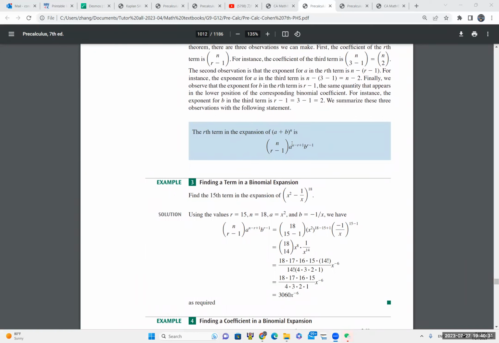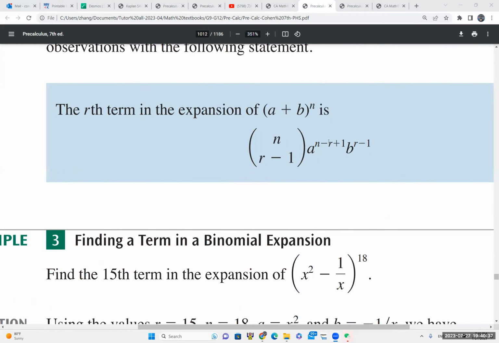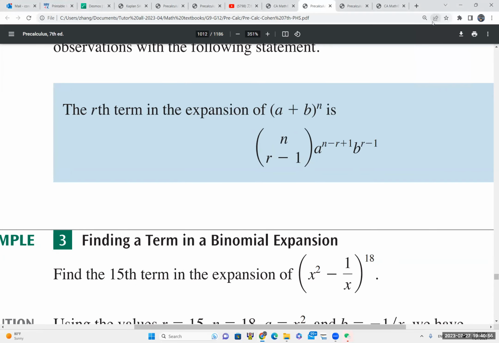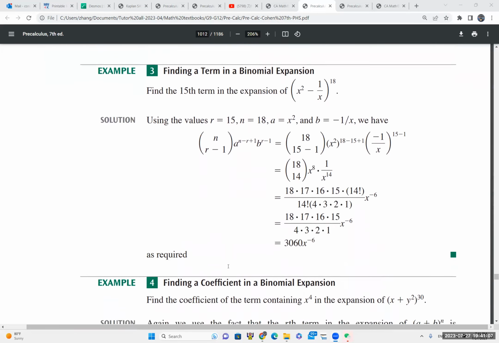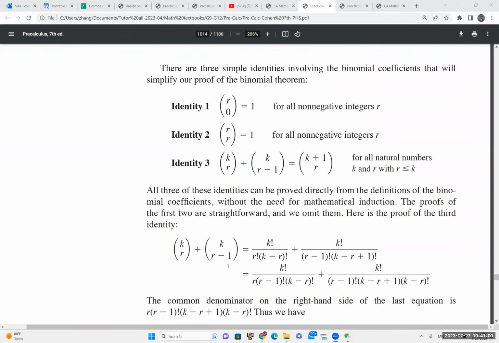So the r-th term equals something with n minus r plus 1 and r minus 1. So you say the sum is just n, right? The sum of the exponents. You can go through all these examples, but let's do an exercise.